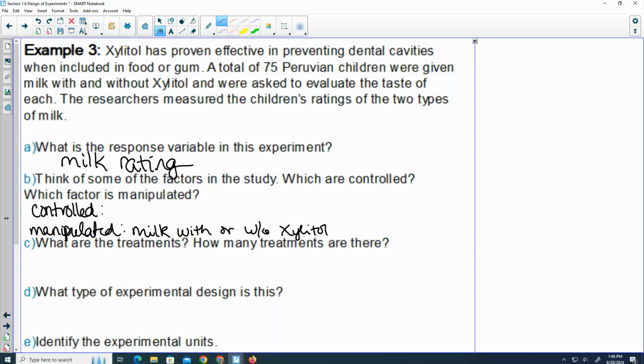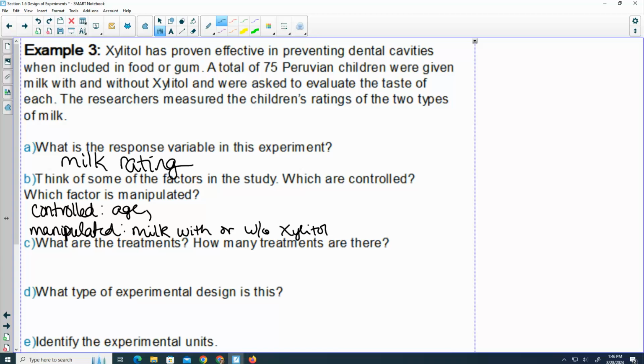We're going to control, or see what you think. Are controlled variables. They're children, so maybe age. Can I control and make sure everybody is the same age? Yeah, if you ask a 2-year-old, they're probably not going to give you a consistent answer. They might change their mind a lot.